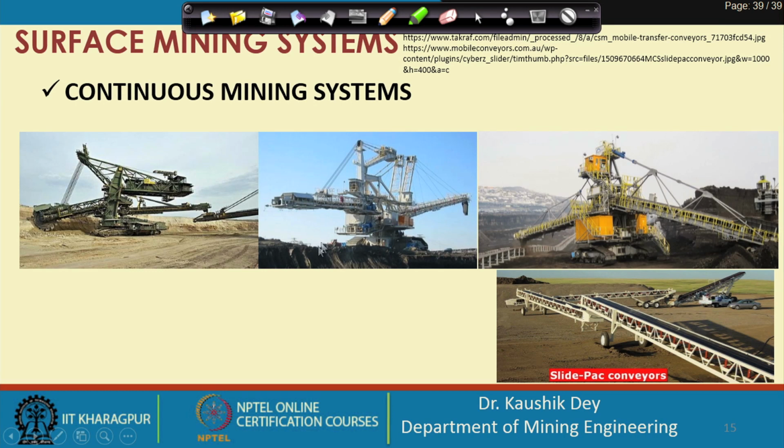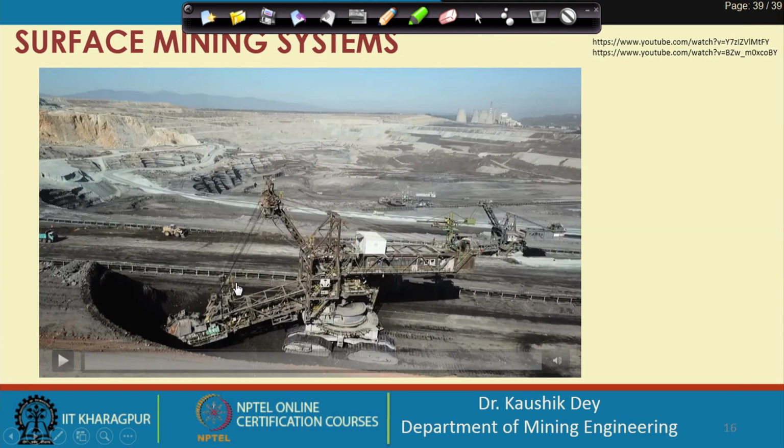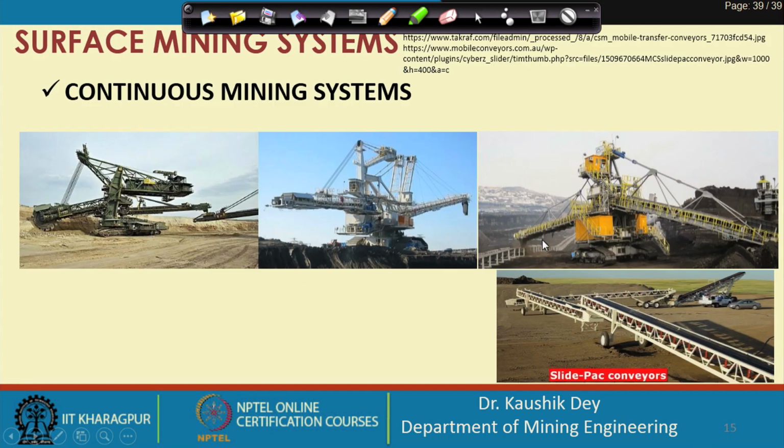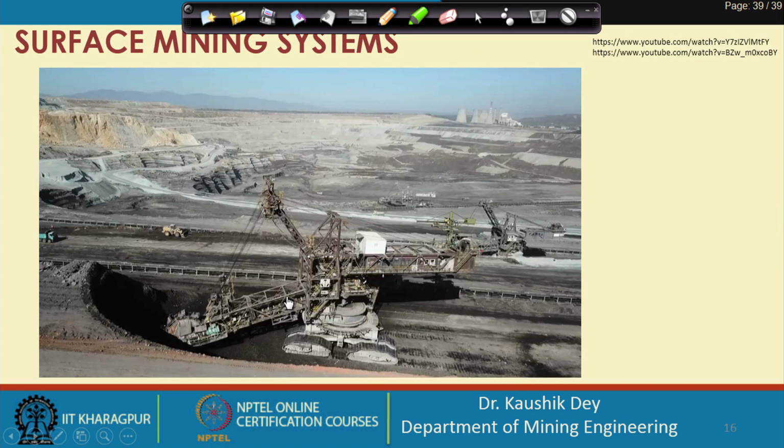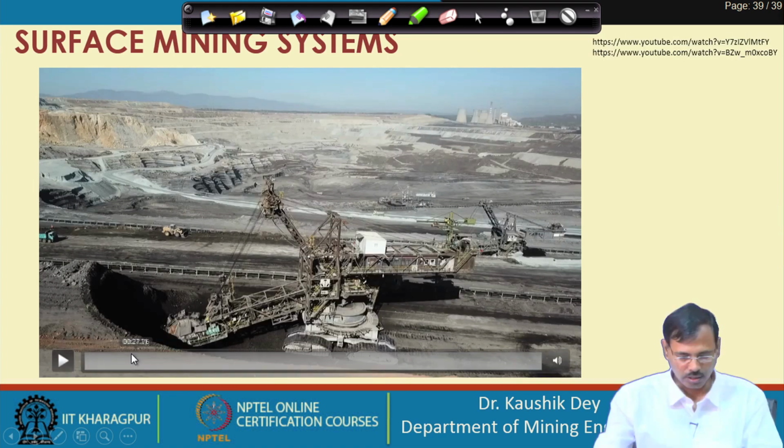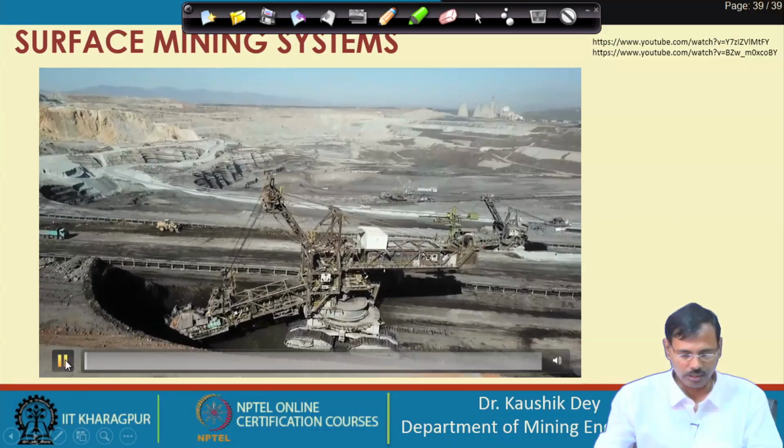Now, you can see what possible continuous mining systems we have. We have the excavation system, the bucket wheel excavator, which is very commonly used as the continuous mining system. We also have a continuous transportation system, that is, the conveyor etcetera can be used as the continuous transportation system. You can see a video of the continuous mining system.